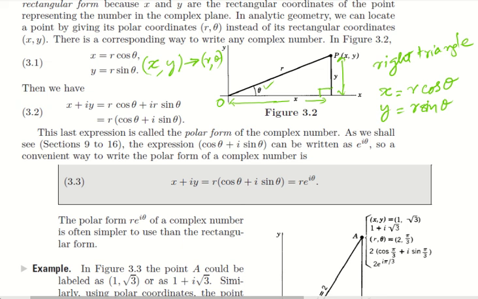You say, okay, you are moving from x, y to r, theta, so you say that x is equal to r cos theta and y is equal to r sine theta. That's it. And then you take r common, and then your complex number in polar form is written as r cosine theta plus iota sine of theta. So you see here, x plus iota y is transformed as r cosine of theta plus iota sine of theta.